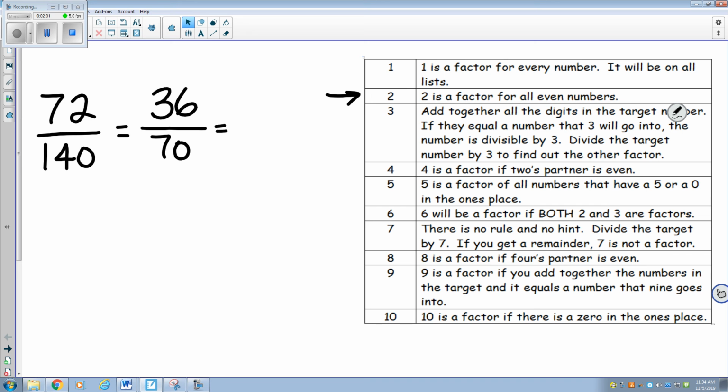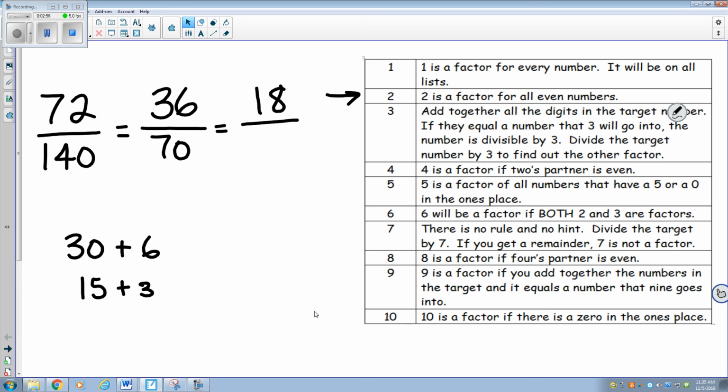that we can divide them both by 2 again because 2 is a factor for all even numbers. Alright, so 36 over 70, they're both even. Let's cut them both in half. So again, we can take 36 and make it 30 plus 6. Half of 30 is 15, half of 6 is 3, so half of 36, 15 plus 3, would be 18.